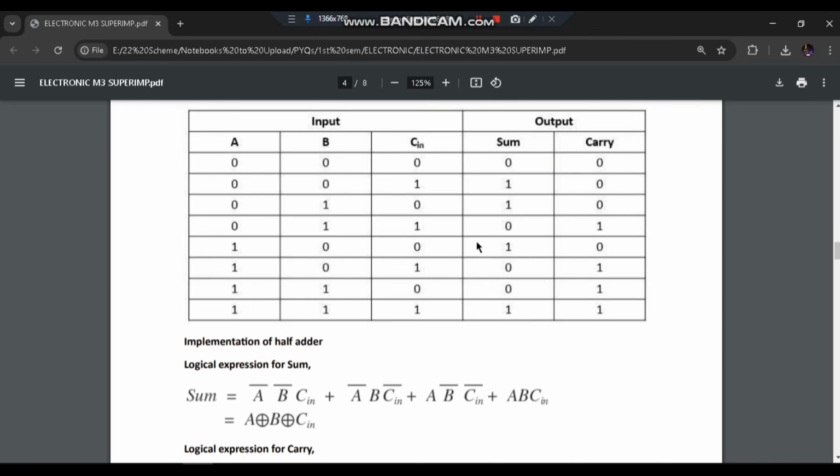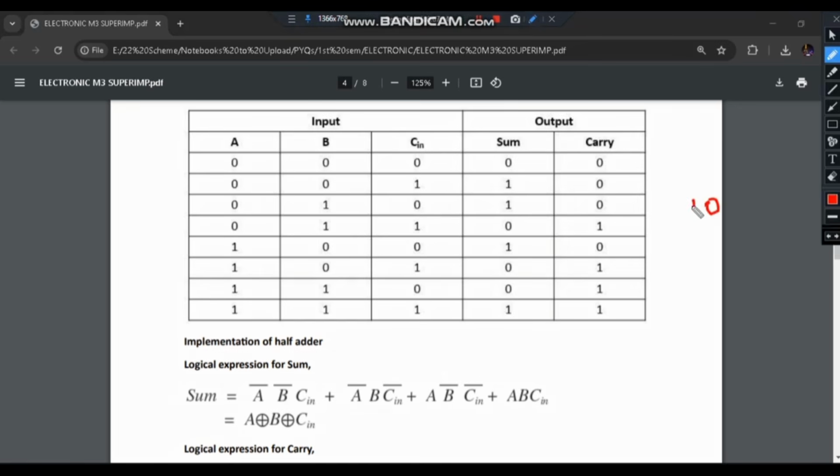Okay, now the sum will be A plus B. 0 plus 0 is 0, and since there is no carry, the carry will be 0 only. 0 plus 0, again the sum will be 1, because we are actually calculating A plus B plus C in. Okay, 0 plus 0 plus 1 is 1, the sum is 1 and the carry will be 0. 0 plus 1 plus 0 is 1 again, and the carry is 0. 0 plus 1 plus 1. What is 1 plus 1? 1 plus 1 is 1 0.